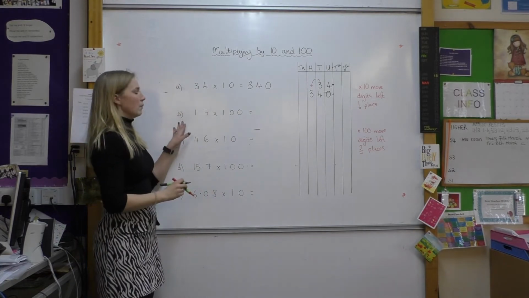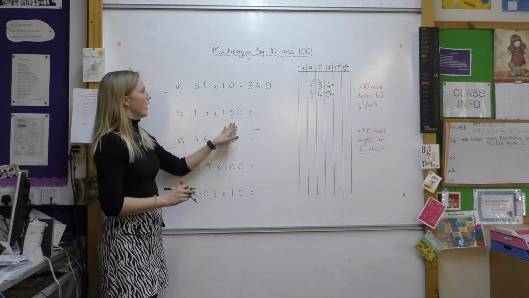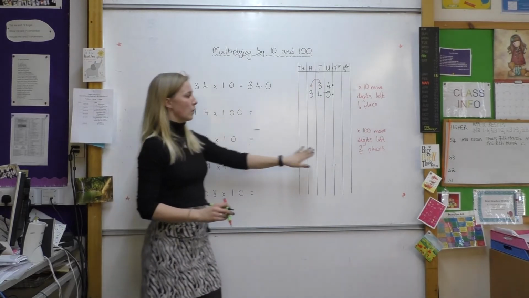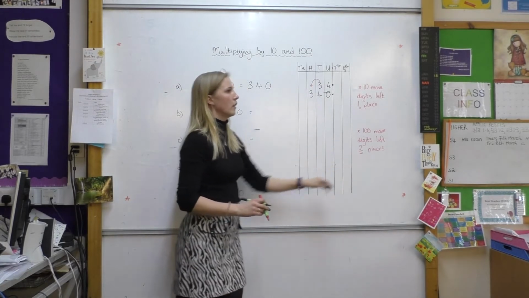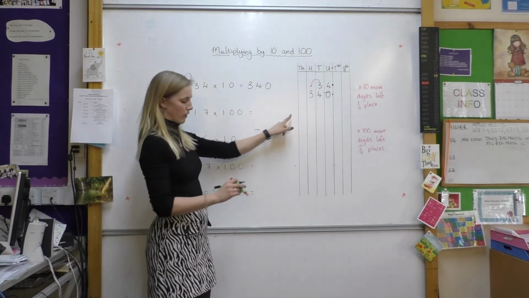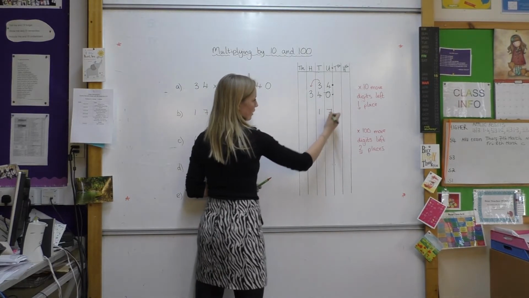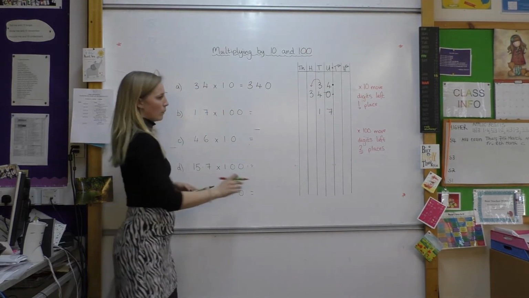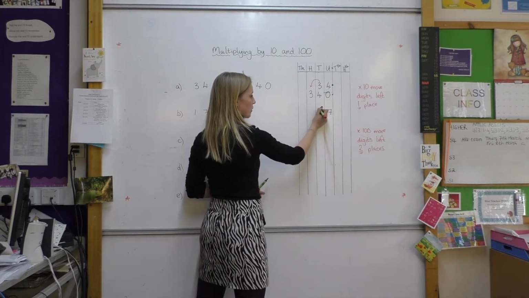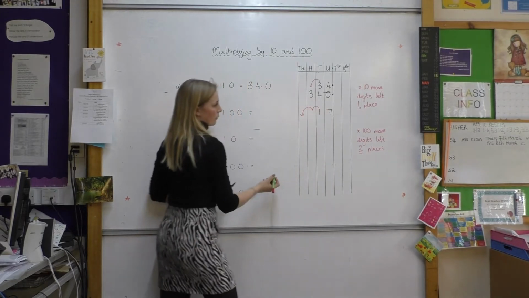Okay. Moving on to B. We have 17 multiplied by 100. This is very similar to A, apart from when we multiply it by 100, we move it 2 places to the left. So again, I'm going to start by putting the number 17 into my place value table. 1 ten and 7 units. When we multiply by 100, we move it left 2 places. So this one is going to go into my hundreds and then my thousands column.